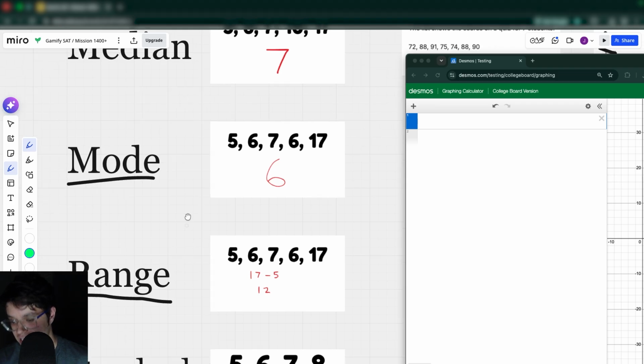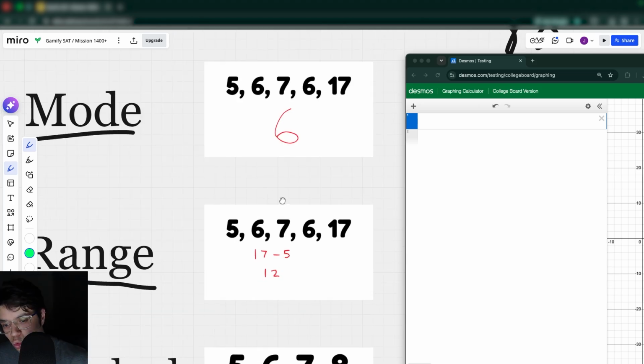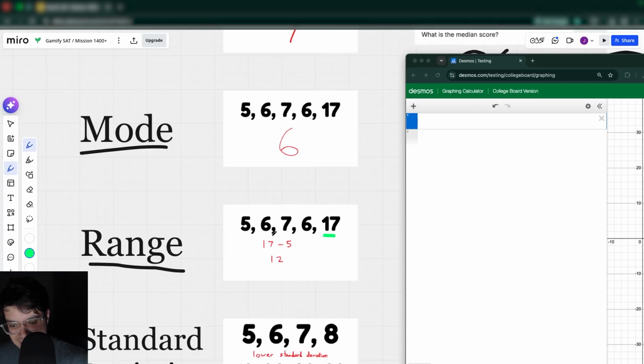Second thing you don't really need to know that much is the range. This is a bit more common than the mode at least, but also not that common. What the range is just the biggest value in the data set minus the smallest. So in this case, it would be 17 minus 5, 12 would be the range. And yeah, that's all you have to do for that as well.